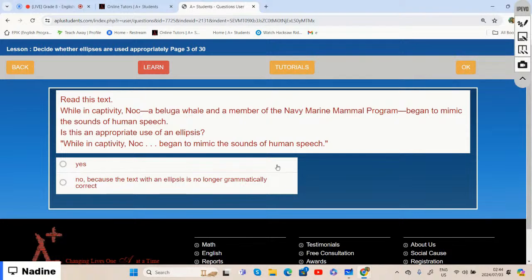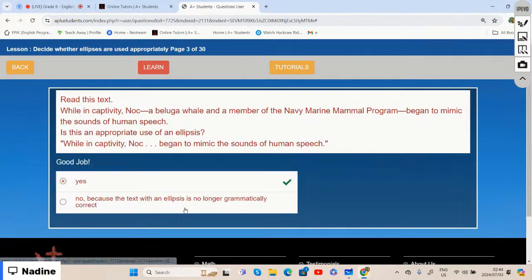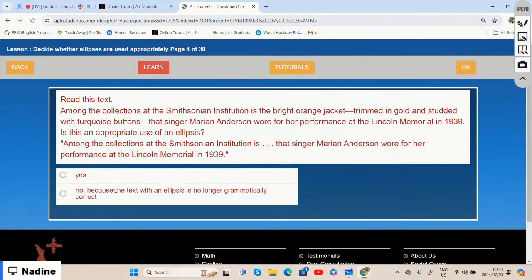All right, so we can then say, I'm not sure if Noc needs to be on the other side. There needs to be began, but it sounds correct. So yes, it is correct.